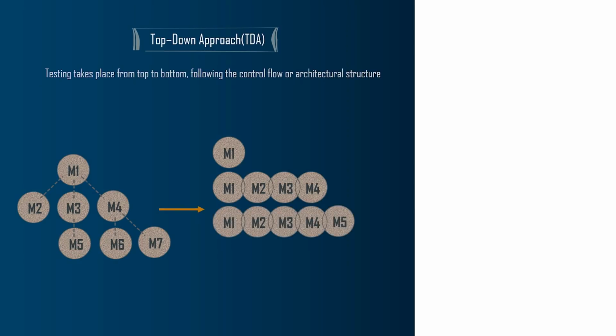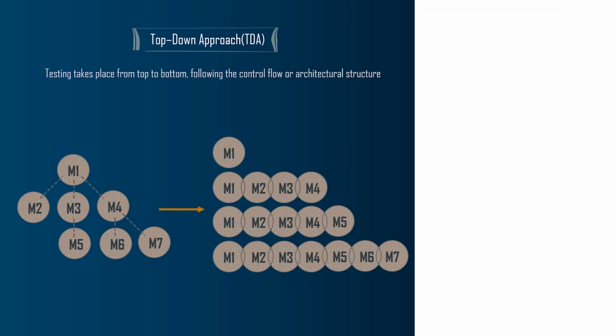Similarly, when you're testing M3, it depends on M5, and if M5 is not ready yet, you again use a stub here. Same goes for the next level of testing, which is M4, which depends on M6 and M7. Easy to understand, right, with the help of an example? So that's what stubs are.